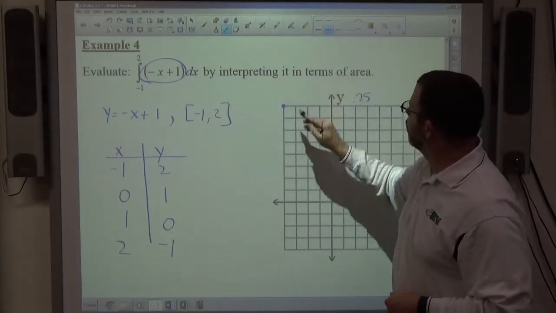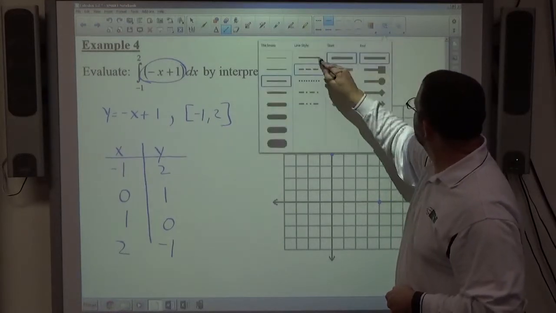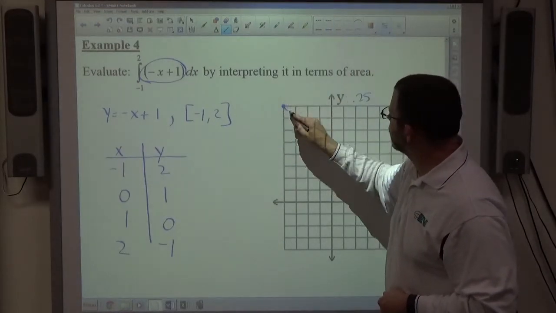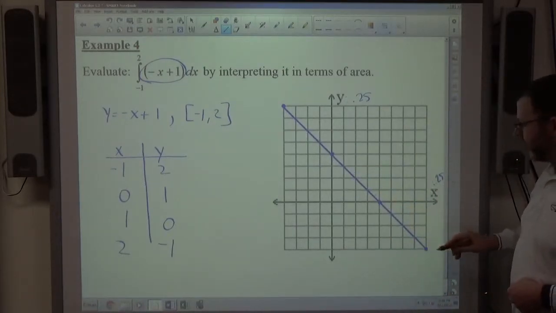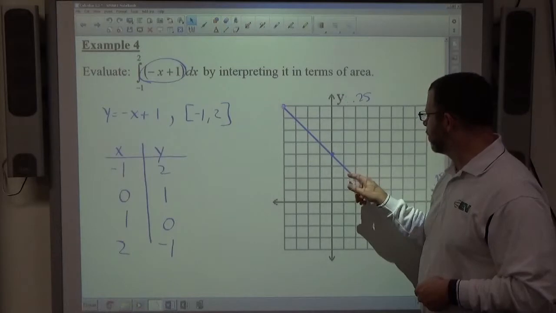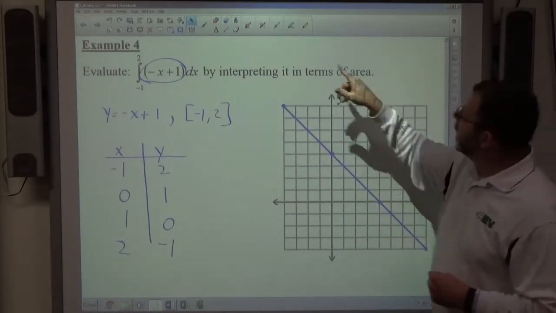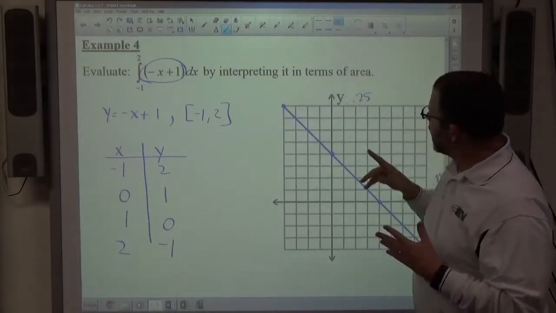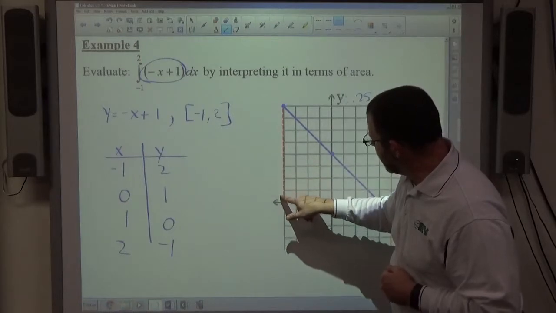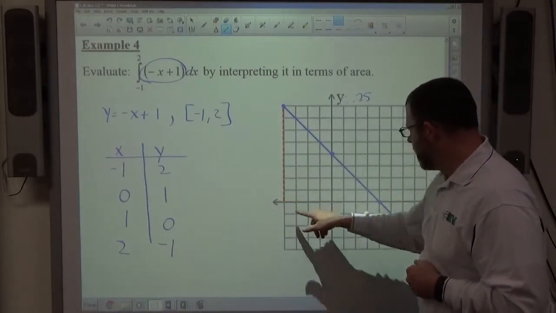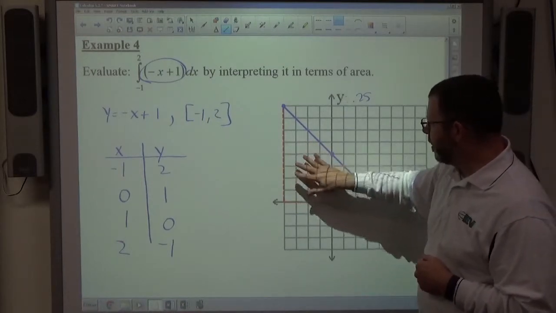If I go ahead and draw the line, or let me just do a segment here, since we're starting at negative 1 and ending at 2, we're only really looking at that line segment instead of just the whole line. Alright, so what you need to understand here to get an idea of what we're trying to find is if I start here and go straight down to the x-axis and stop, and then I can go all the way across here, this is a triangle that's being created.